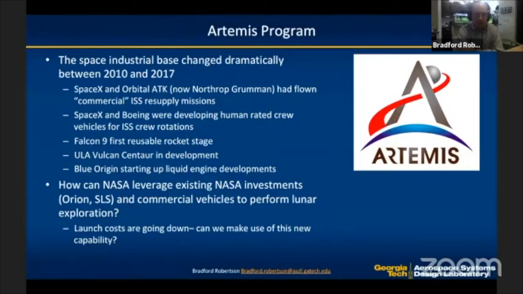First stage reusable rockets of Falcon 9 was demonstrated. We also have ULA's Vulcan Centaur, and Blue Origin was starting up liquid engine developments, and they're now flying people to space suborbitally. They're currently announcing the New Glenn. So whereas Constellation was really the idea of how could we leverage existing shuttle assets to go do lunar exploration, Artemis is very much how can we leverage the new space and commercial developments to do lunar exploration?